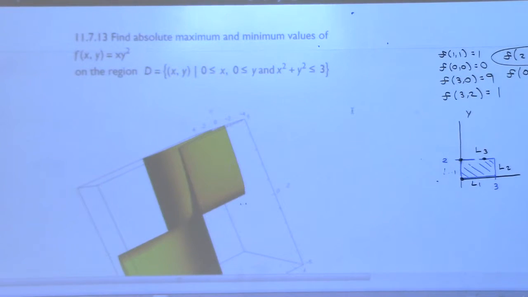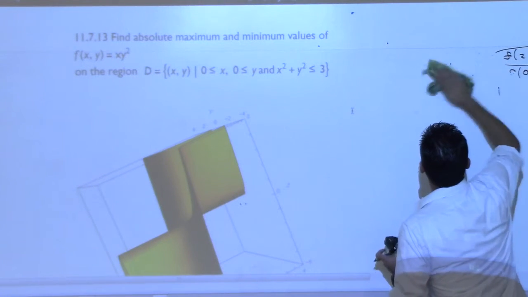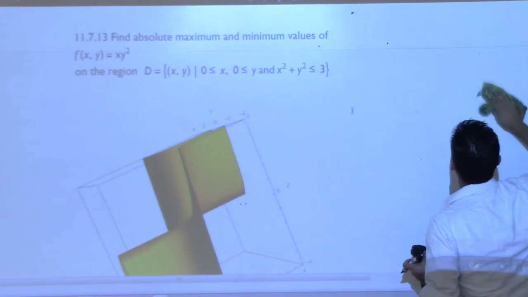Let's look at this picture first. I'm going to do the picture of this one first. Look at the set. I want you to consider that set of numbers right there, our closed bounded region.